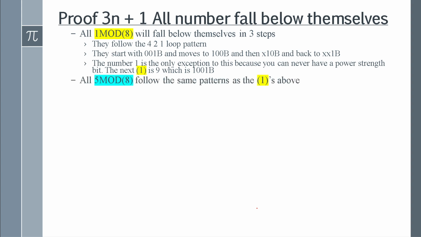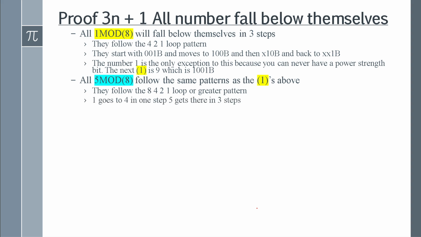All 5 mod 8s follow the same pattern as above, right? Except they follow a bigger loop. So 8, 4, 2, 1, or bigger, right? 16, 8, 4, 2, 1. 32, 16, 8, 4, 2, 1, right? They're going to just be a bigger loop than what you have with the 1 mod 8. 1 mod 8 is going to be 4, 2, 1 every time.